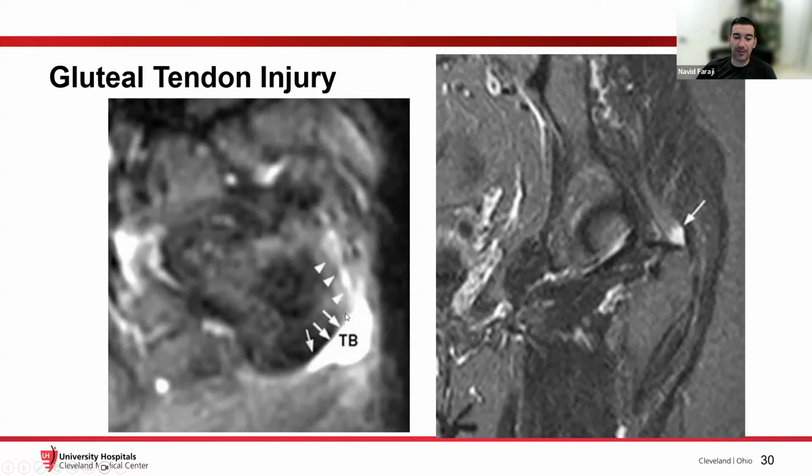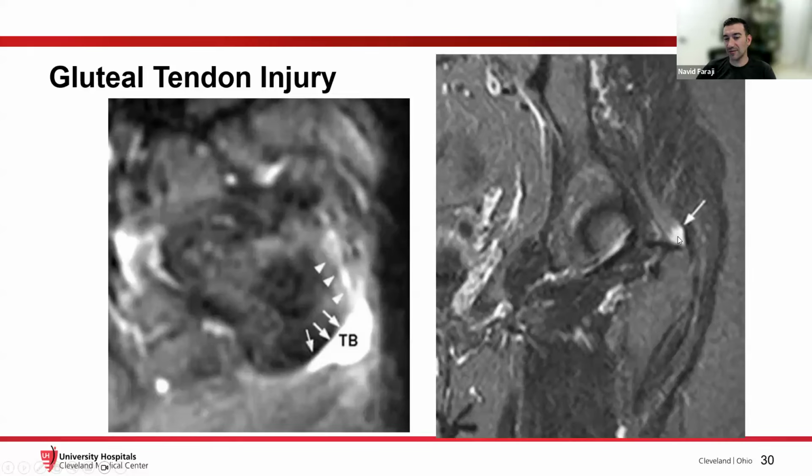There should be a black or hypointense tendon inserting, and these arrows are pointing at the relative absence of tendon, indicating tendon tearing. We can see on this coronal plane that there's some bright signal intensity here at the insertion of the gluteus medius tendon, which likely suggests a degree of tendinosis with possible intersubstance tearing.